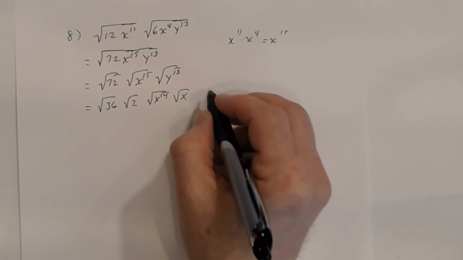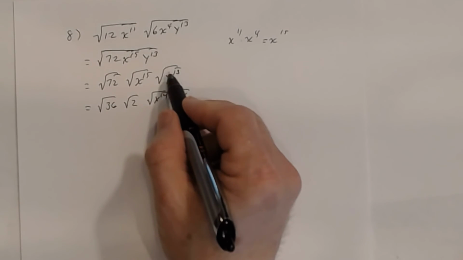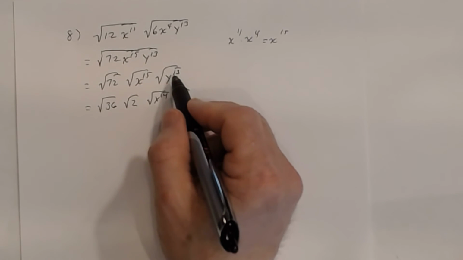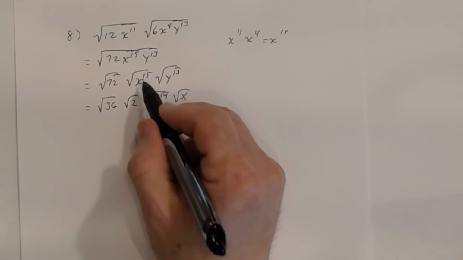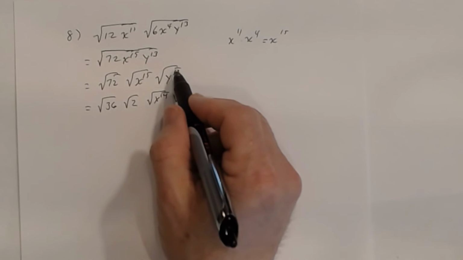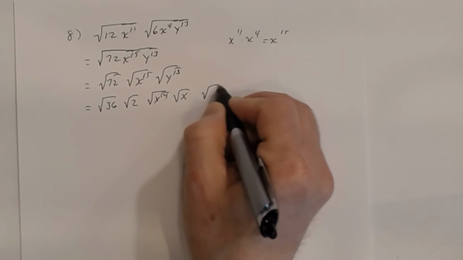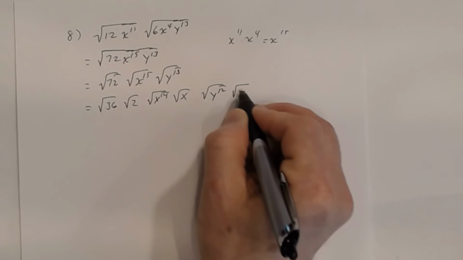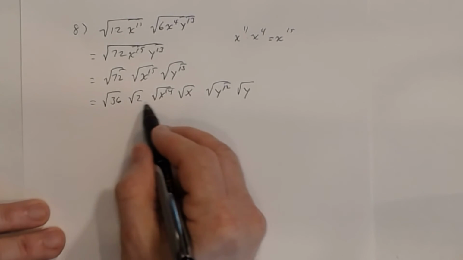Let's talk about the square root of y to the 13th. I can simplify this because 13 is greater than or equal to 2, the index, but it's not divisible. So I'm going to have to deal with it the same way I dealt with x to the 15th. What's the largest whole number less than 13 that's divisible by 2? And the answer is 12. So I'm going to rewrite this as the square root of y to the 12th times the square root of y. 12 plus 1 is 13. So all this became this.